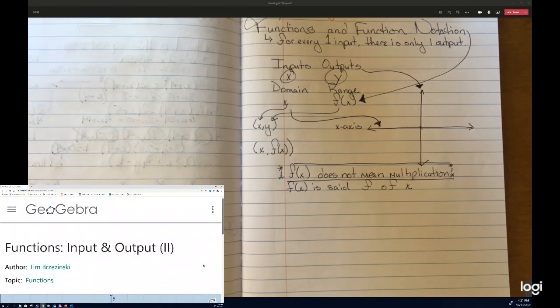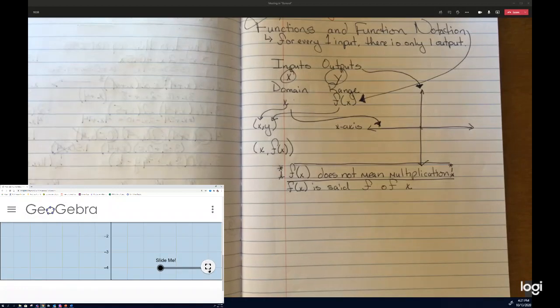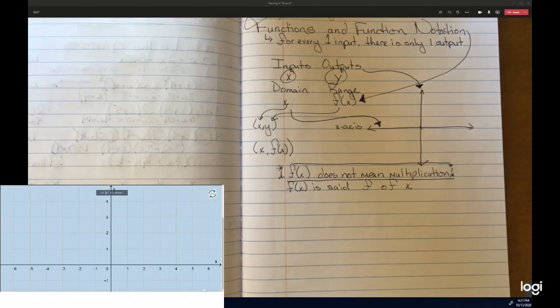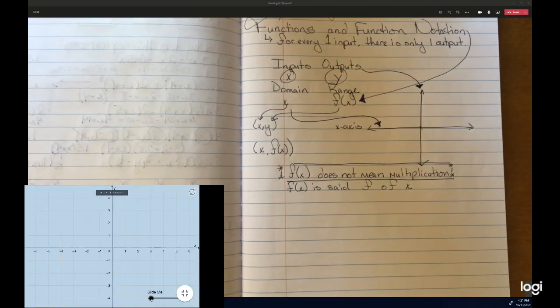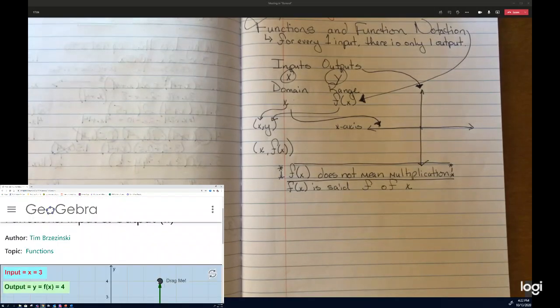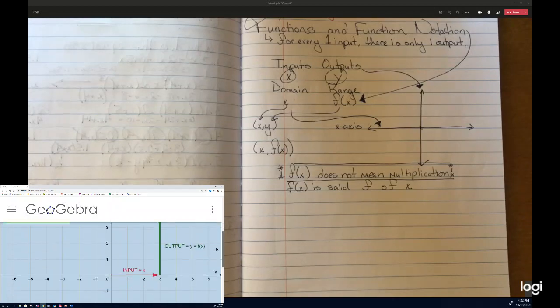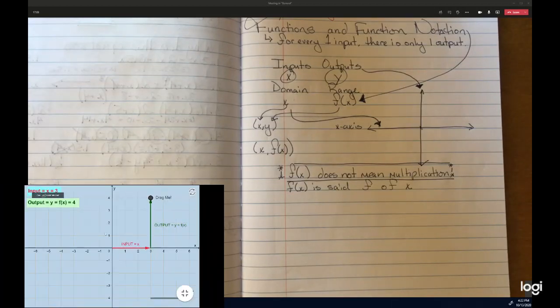And then go back down. Full screen again. Okay. Slide me. Okay, sliding. Input, output. Now look at here. Back to full screen, folks. Look at what they did.